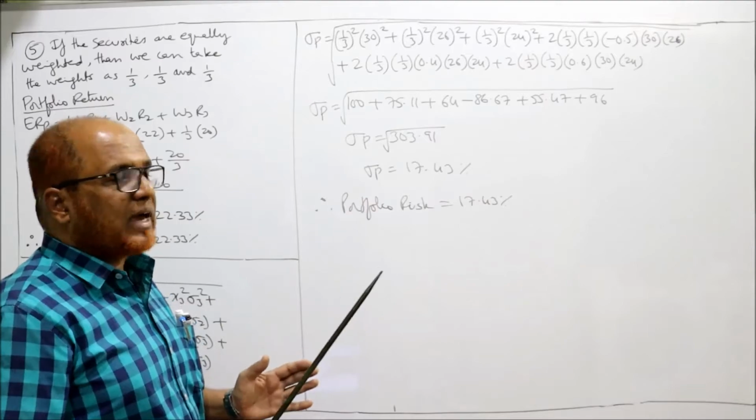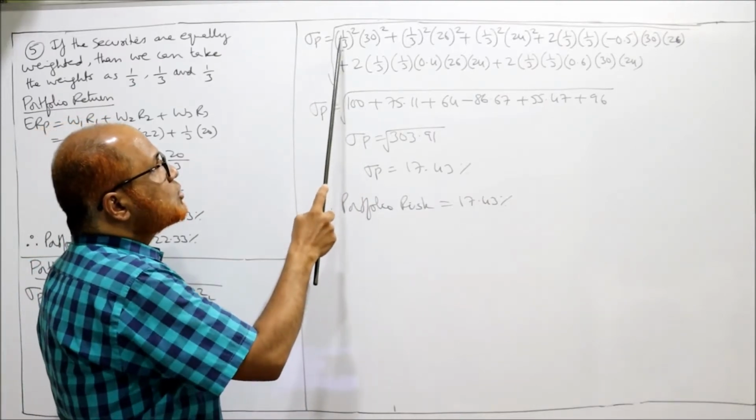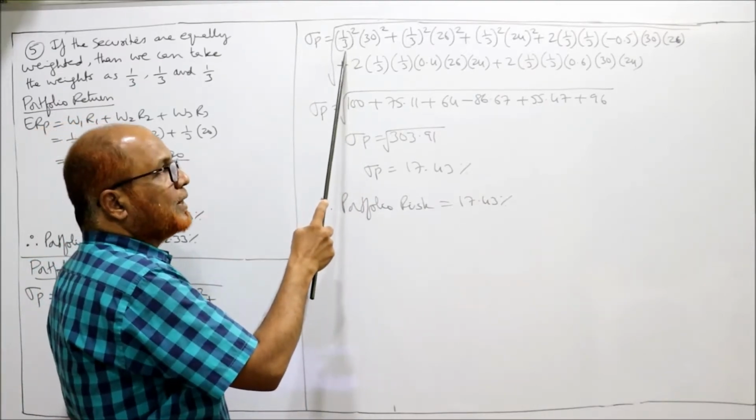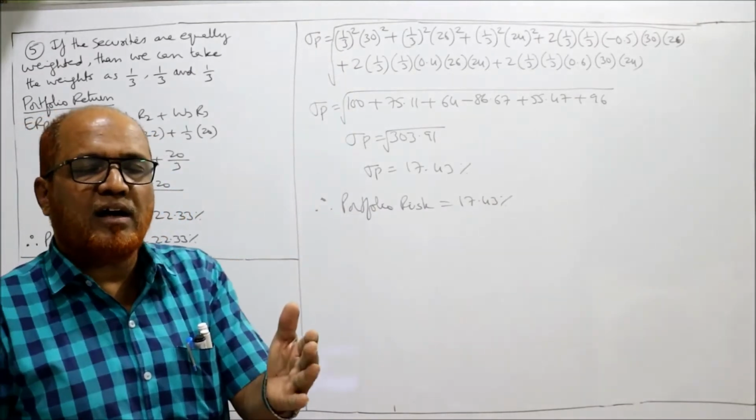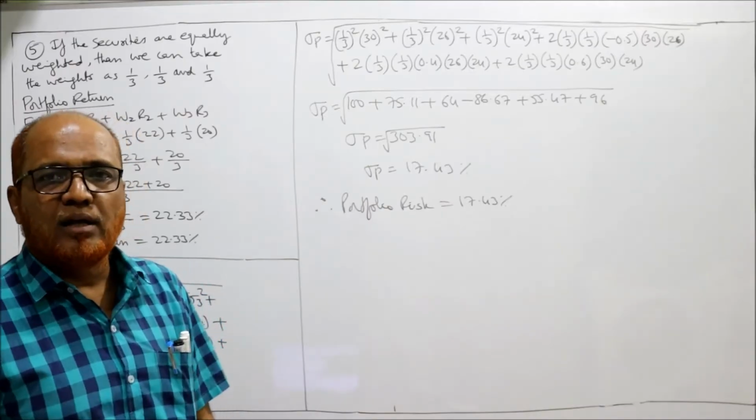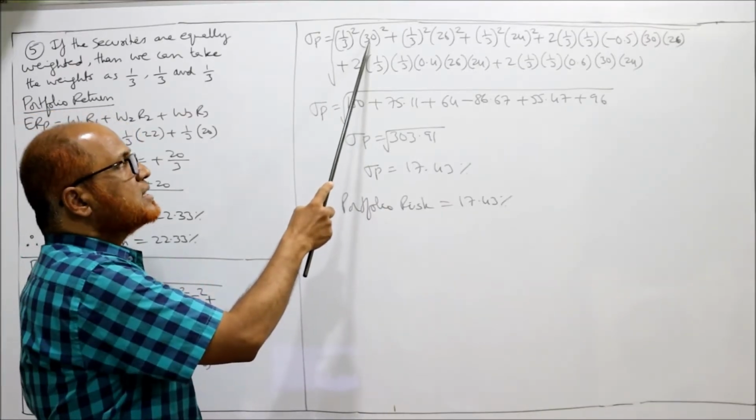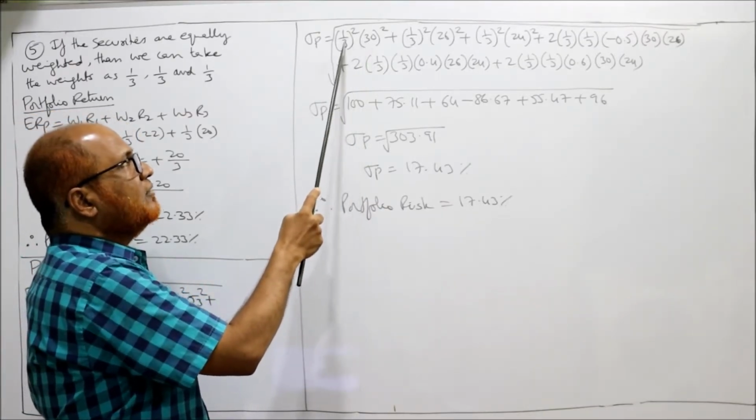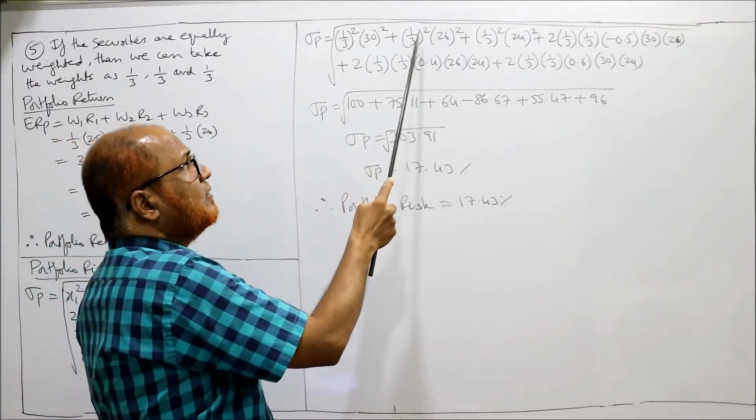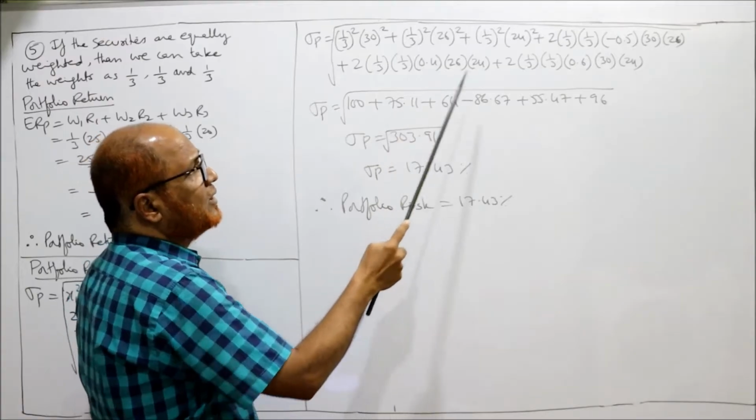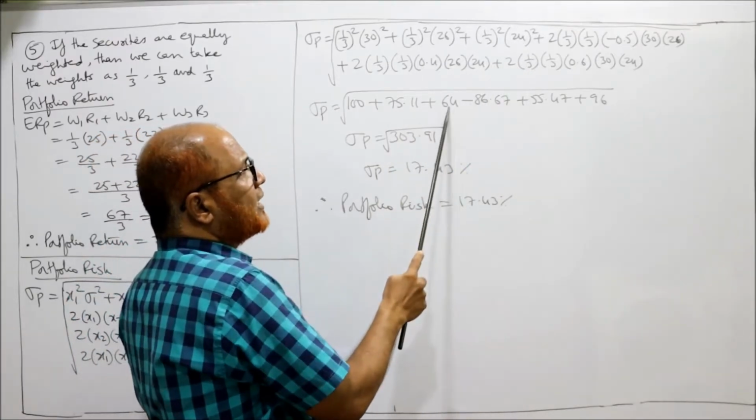Now the shortcut method of calculating: 1 by 3 whole square is nothing but 1 by 9. 1 by 3 whole square, you will get 1 by 9. If you square 1 it remains 1, and if you square 3 it becomes 9. So 1 by 9. 30 square is 900, so 900 divided by 9, you will get 100. Similarly, 26 square divided by 9, you will get 75.1. 24 square divided by 9, you will get 64.